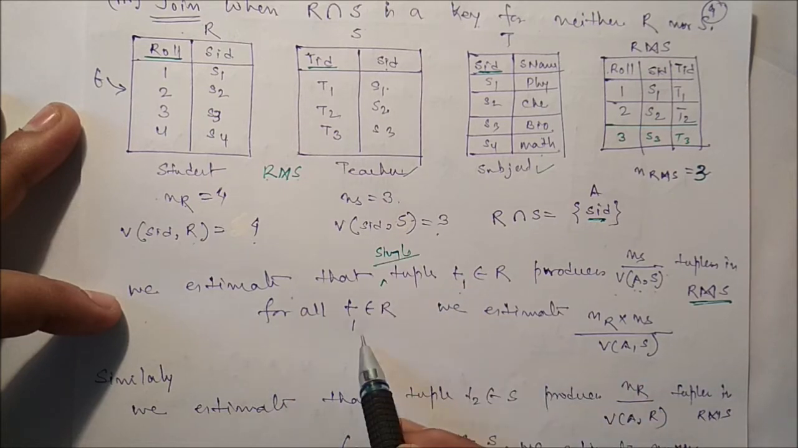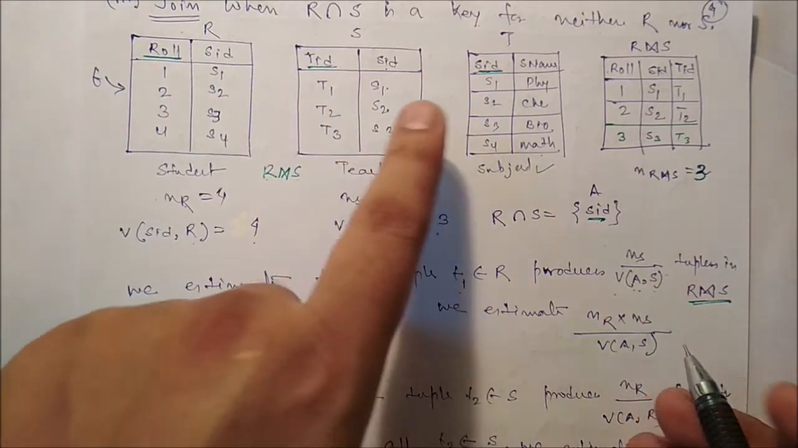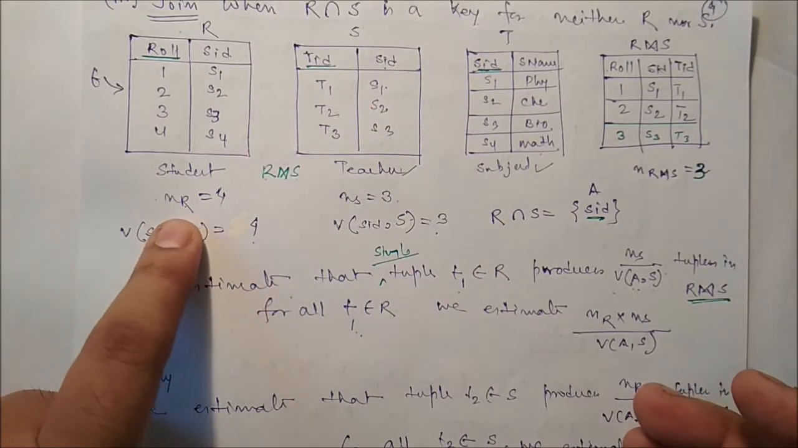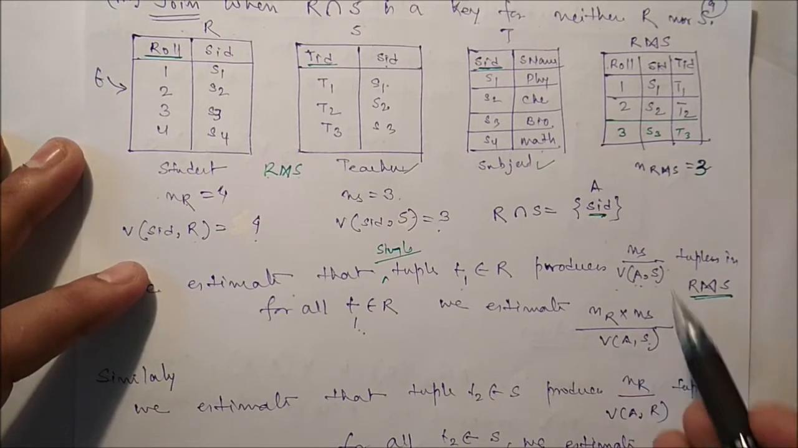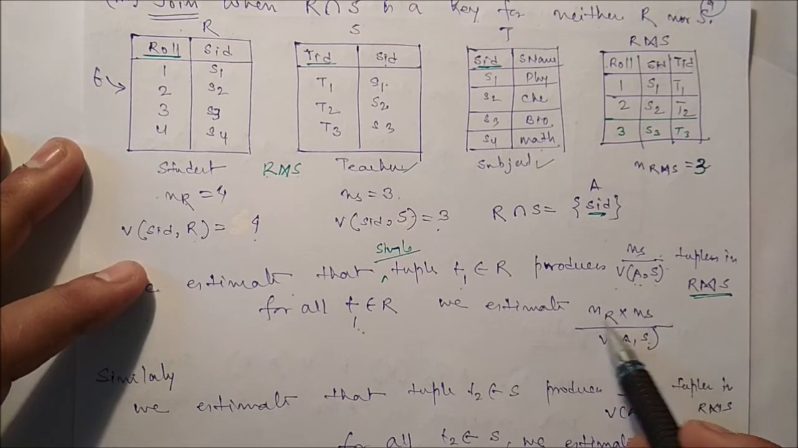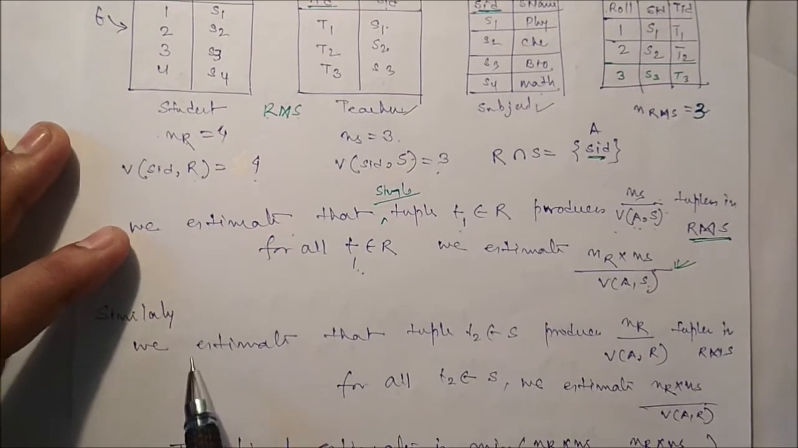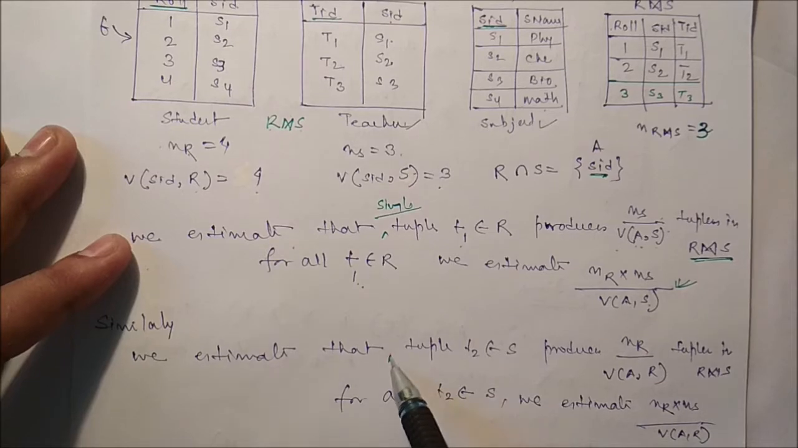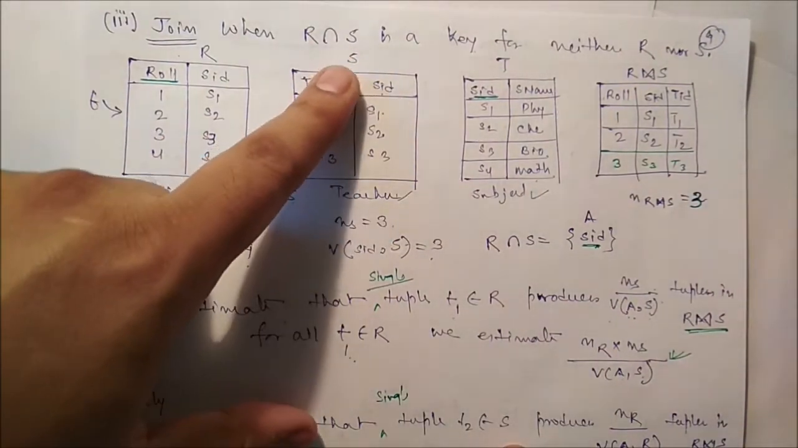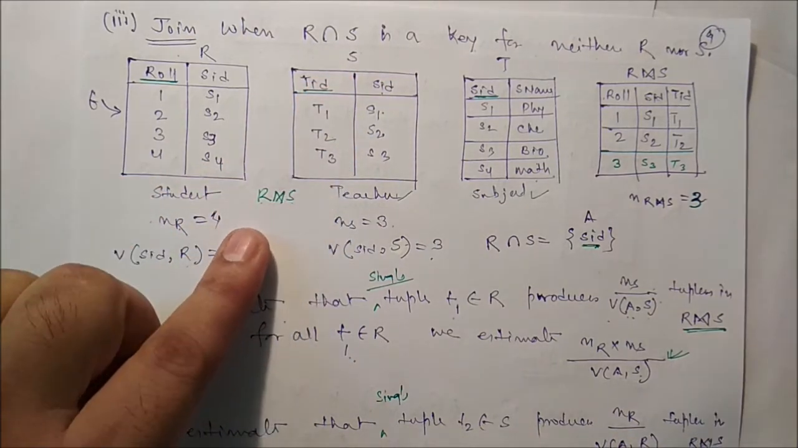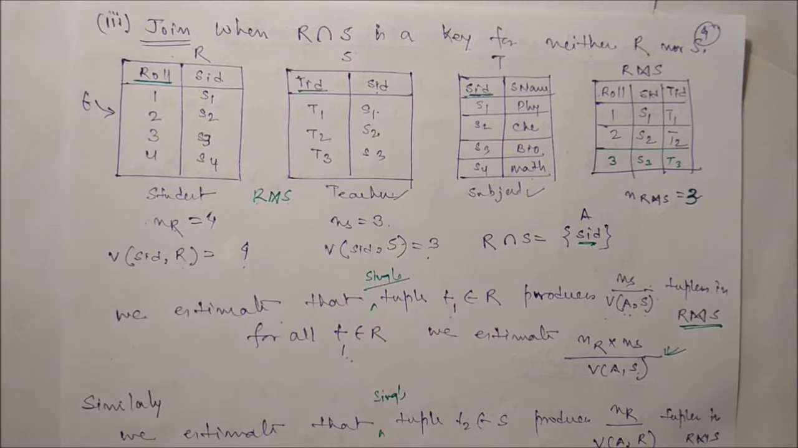Now for all tuples T1, what will it estimate? For all of them it will generate this amount. So the formula will be NR into NS by V(A, S). So this is for a single one. Similarly, for a single tuple T2 belonging to S, it produces NR by V(A, R) tuples. So NR is this one, divided by V(A, R).